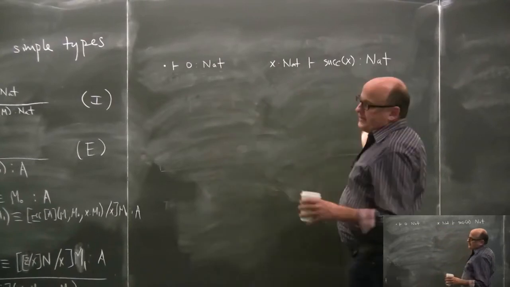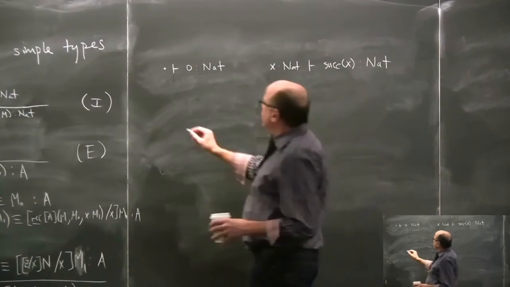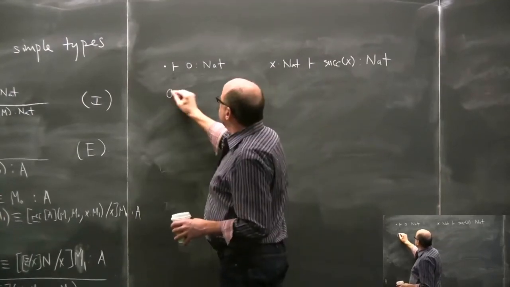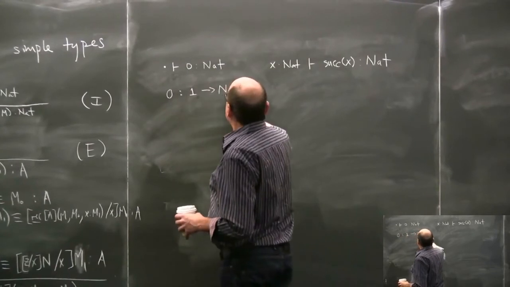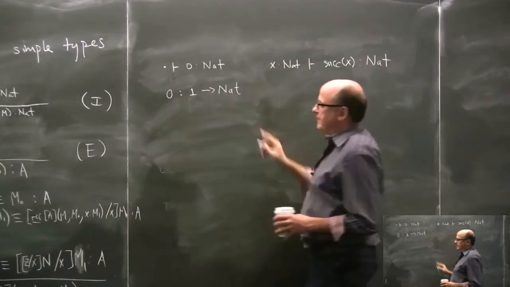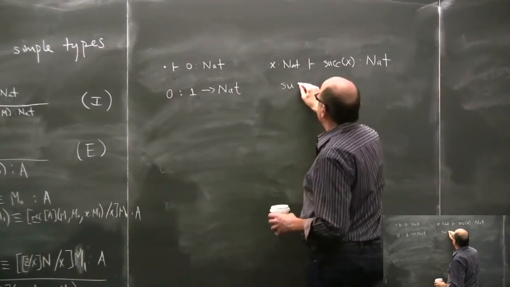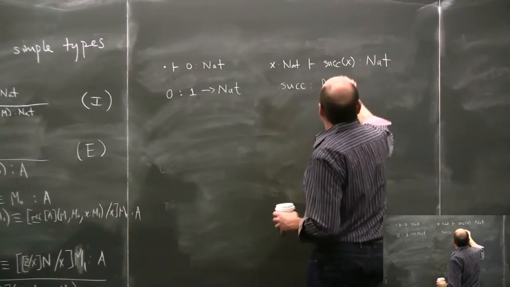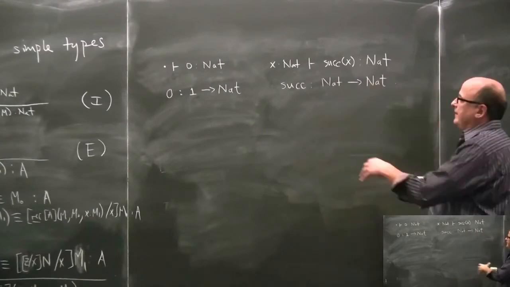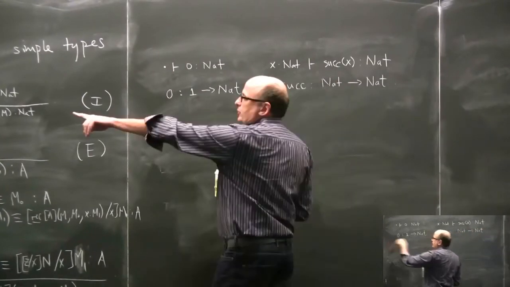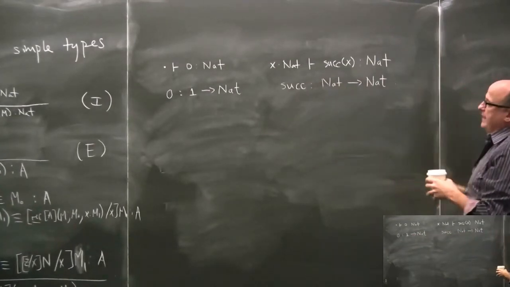But if I was willing to be a little sloppy and ugly in a certain way and take advantage of other type constructors, I could also have said 0 is a function from 1 to nat. And for that matter, I could just abbreviate that as nat, but I'll write it like that. And I could just as well have said successor is a function from nat to nat. And then in a suitably set up theory, I can derive these rules from these two constants.